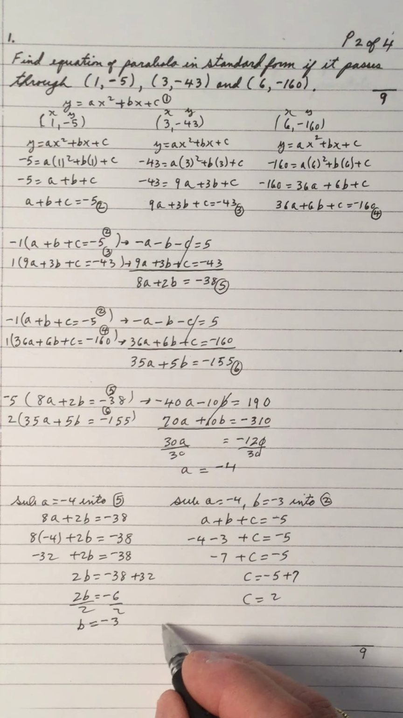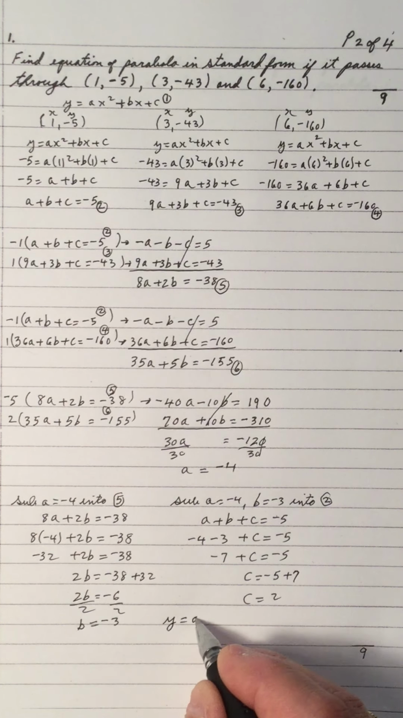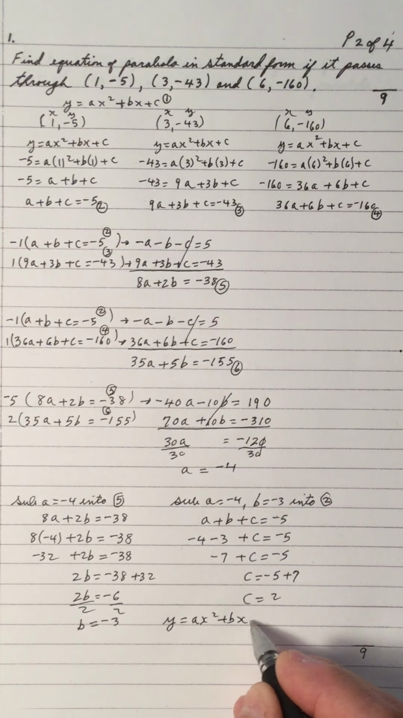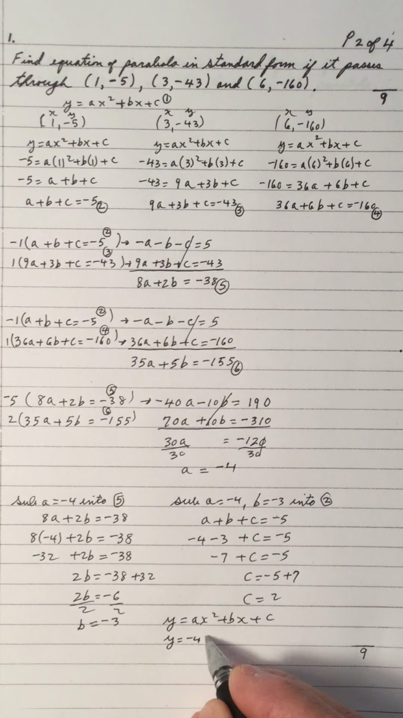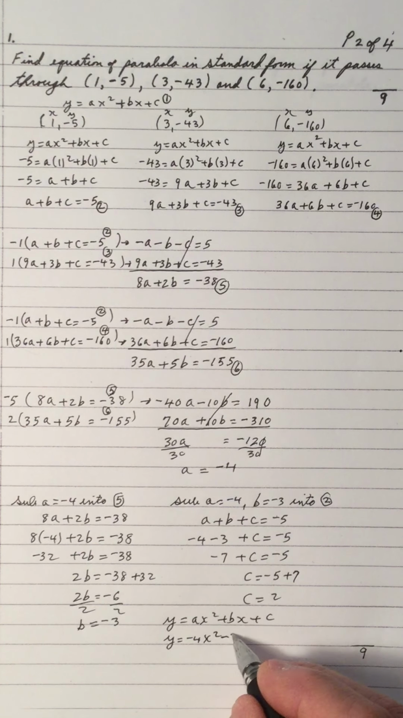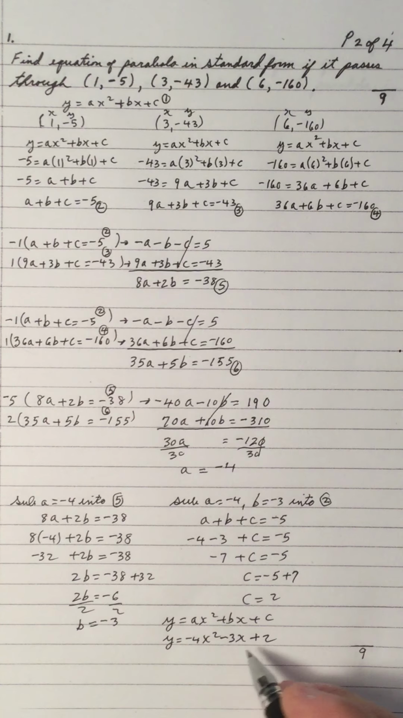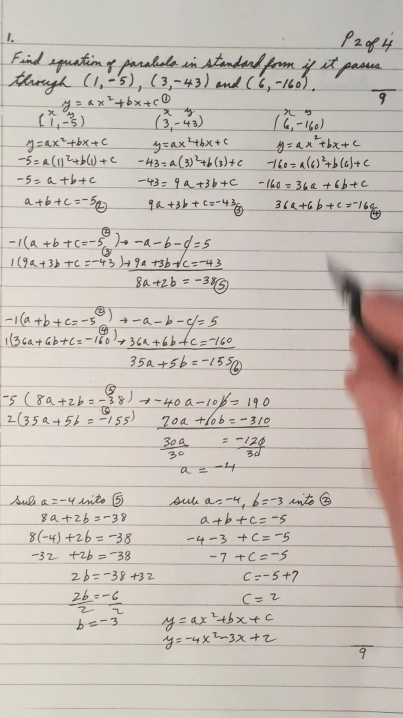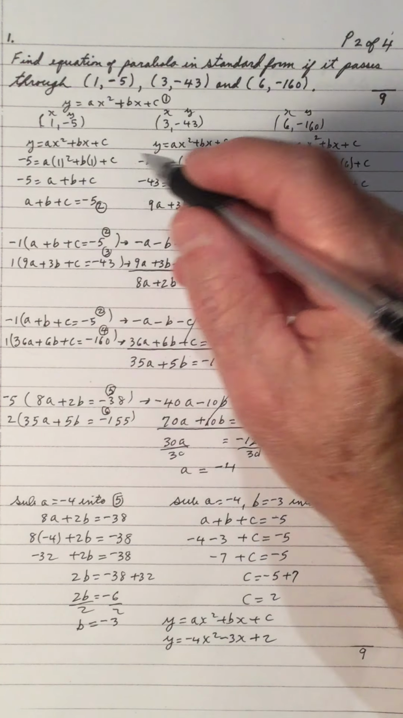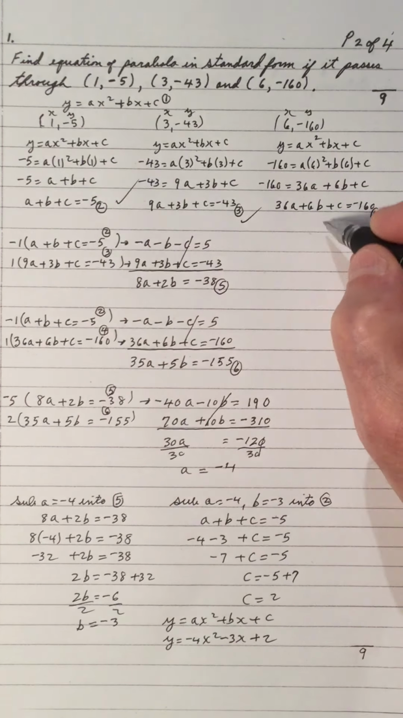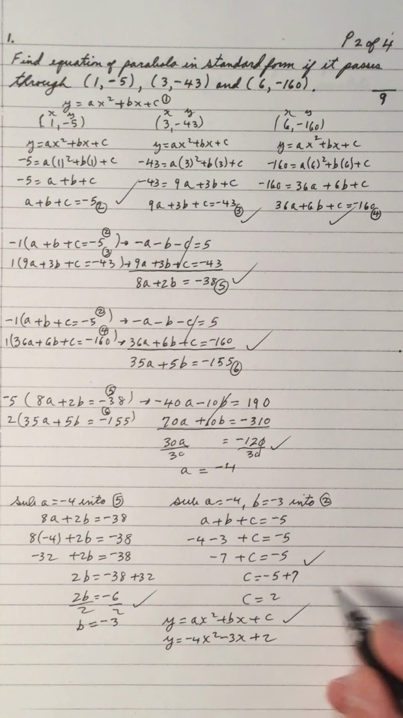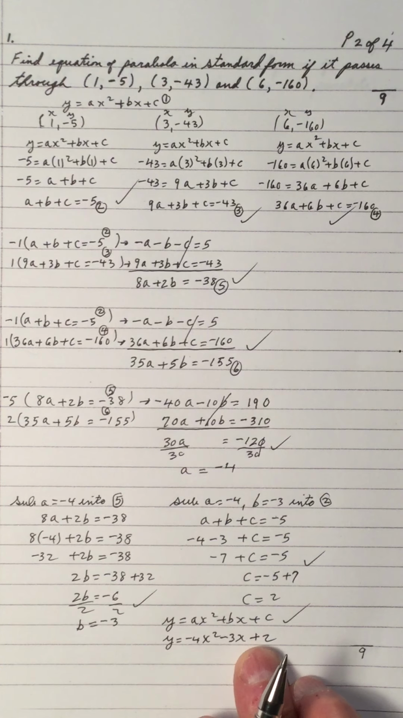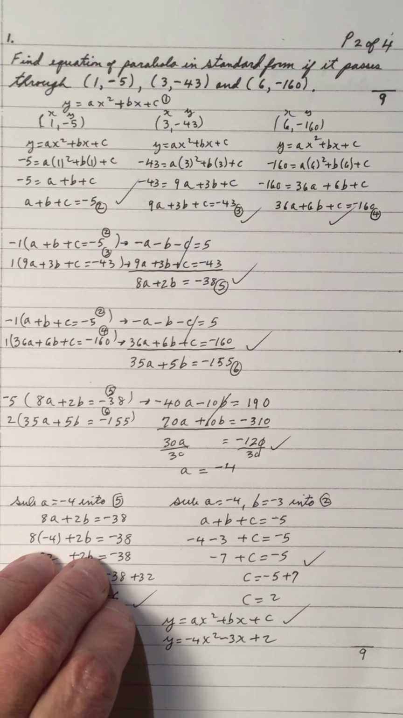We have a, b, and c, so we're going to sub all of them into ax squared plus bx plus c. So a is negative 4, b is negative 3, c is 2. So that's the equation that represents the parabola passing through these 3 points. And we have 9 marks altogether. So 1, 2, 3, 4, 5, 6, 7, 8, 9. If you have the final equation right, you have 9 marks for that question.